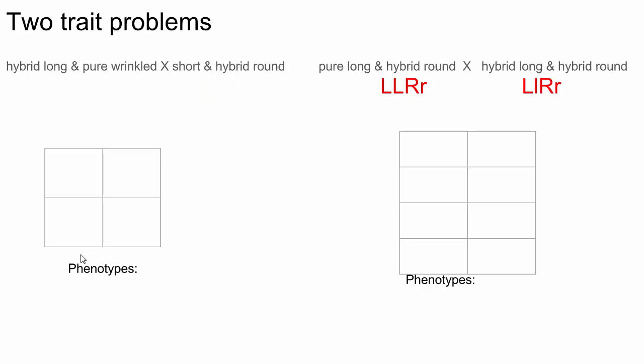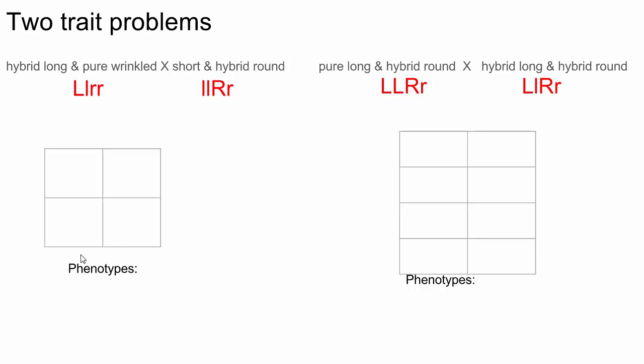Let's look at this example on the left first. We're going to look at 2 traits at once. We're going to look at a hybrid long plant, long being the dominant gene. So it's hybrid long, so big L, little l, crossed with a pure wrinkled plant. So pure wrinkled is little r, little r. So we know that's the parent genotype. We're going to cross this plant with a short plant that's also hybrid for round. So short plant would have 2 little l's, and a hybrid round means a big R and a little r.